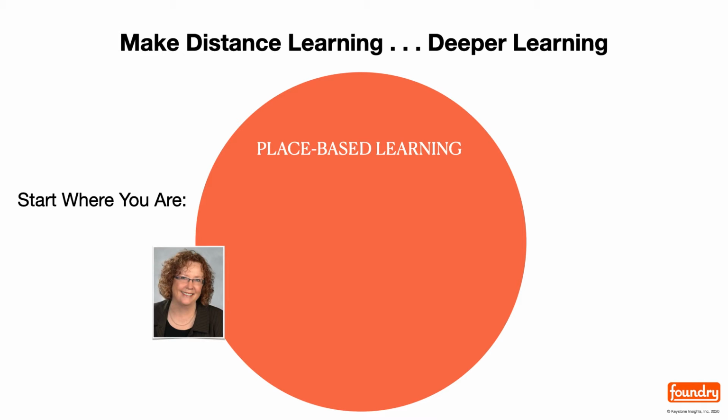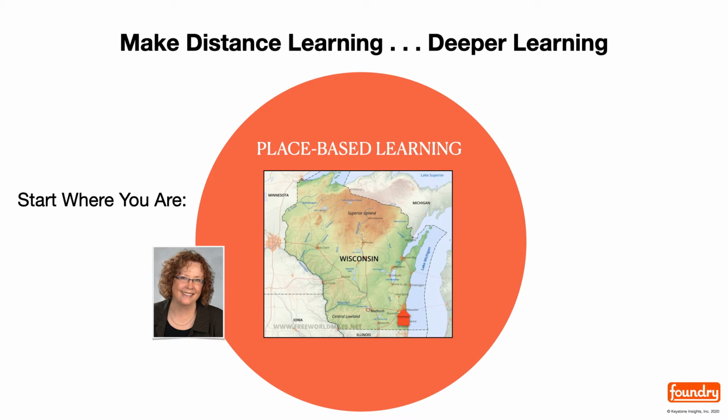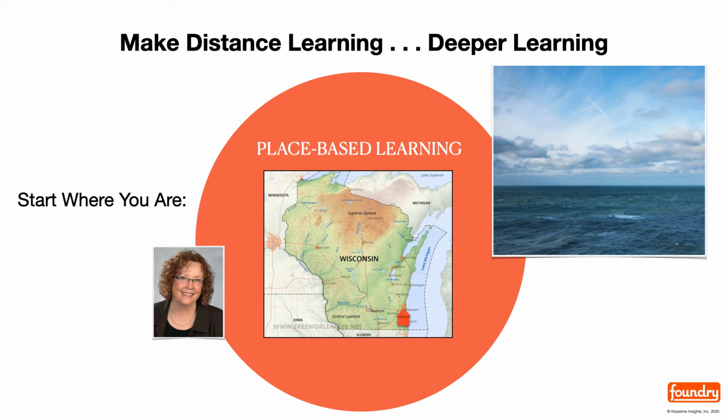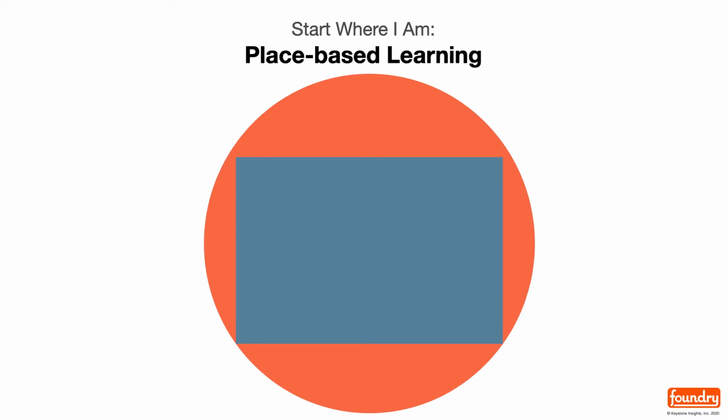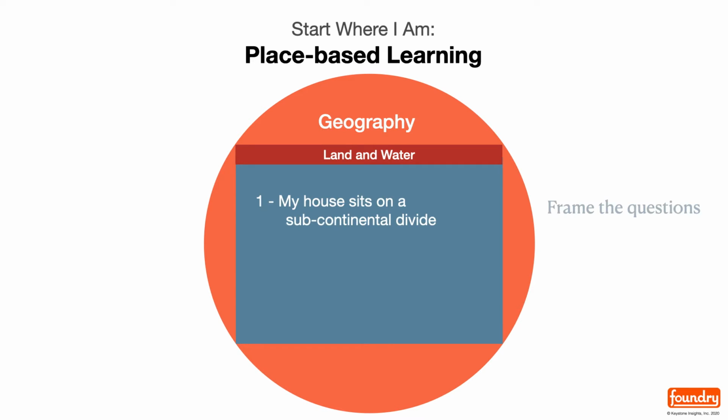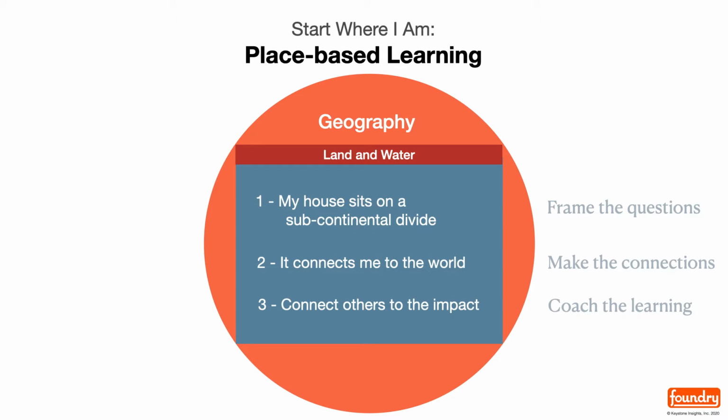I'm Camille Mortimer, and we're going to start at my house in Wisconsin, and we're going to travel to the Atlantic Ocean. I'll start with something that I'm passionate about. That's where you should start. Mine's geography, and in particular, land and water resources. So my house sits on a subcontinental divide, and it connects me to the world. And that connection is really important about how we're going to protect our resources.